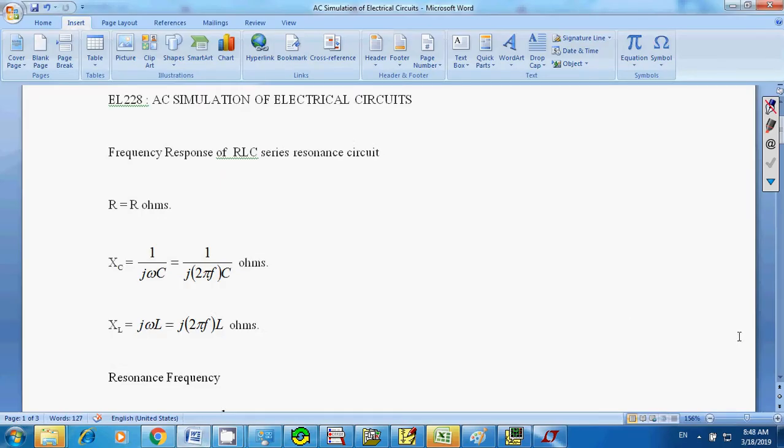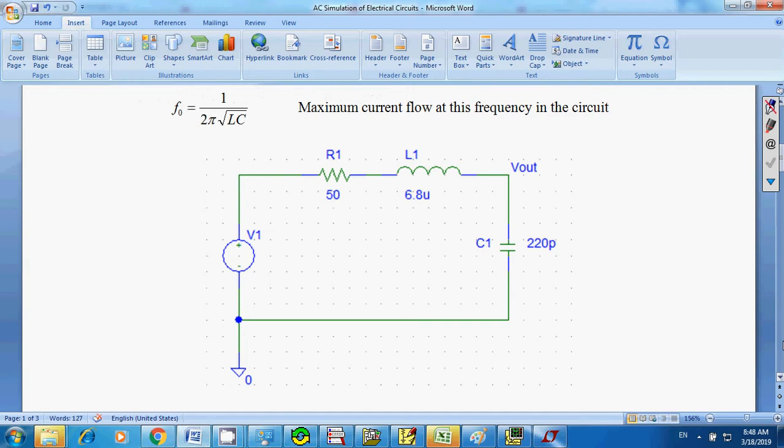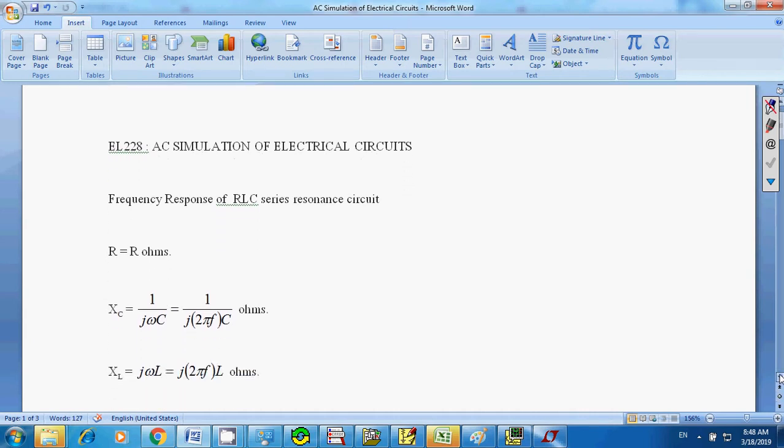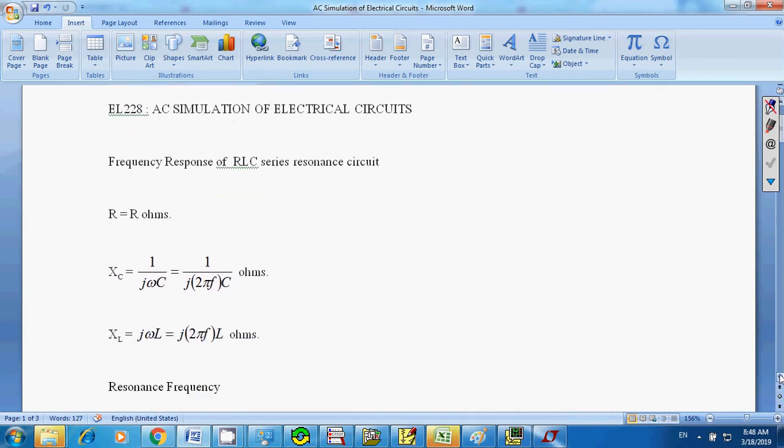Well, let's get started. What we are going to do today, in general, this is the circuit that we will do the simulation. Actually, it's the simple RLC circuit in series, and we're going to see the frequency response of RLC circuits, the RLC series resonance circuit. Okay, let's get back to the basic understanding first.